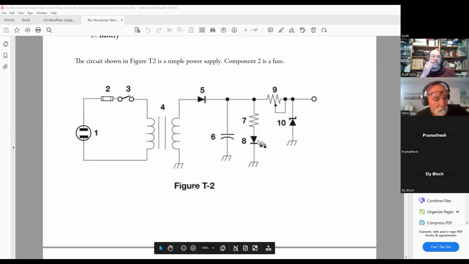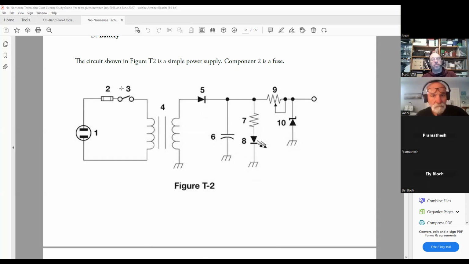Okay, the circuit shown is a simple power supply. Component number 2 is a fuse. Component number 3 is a switch. Number 4 again is a transformer. 5 is a single diode. Again, the cathode is the banded end, which is on the right-hand side. 6 is a little bit of a curly looking capacitor.